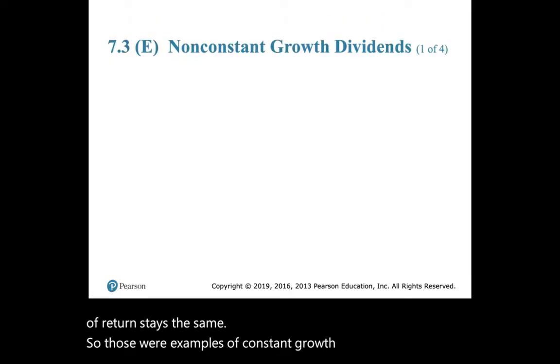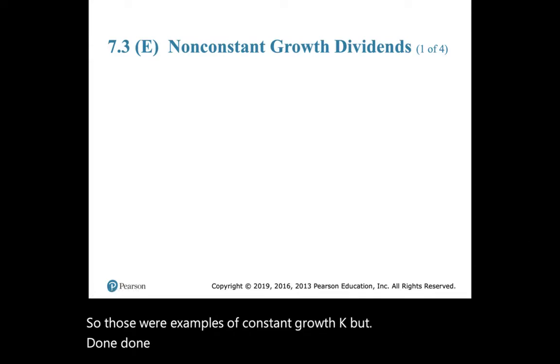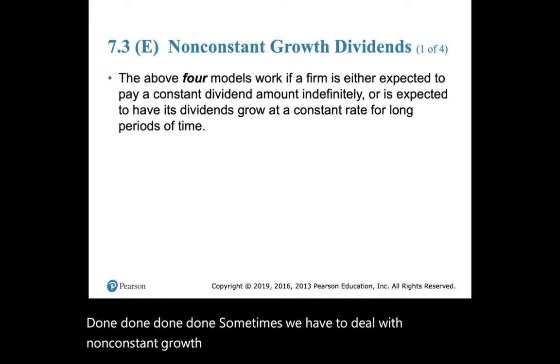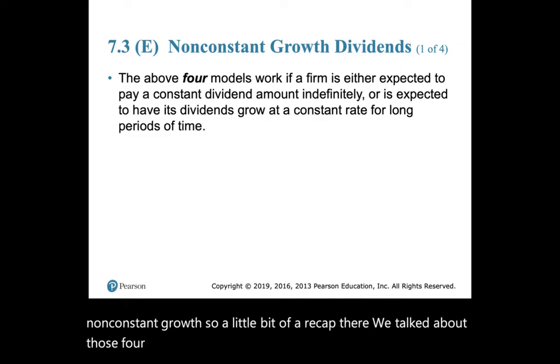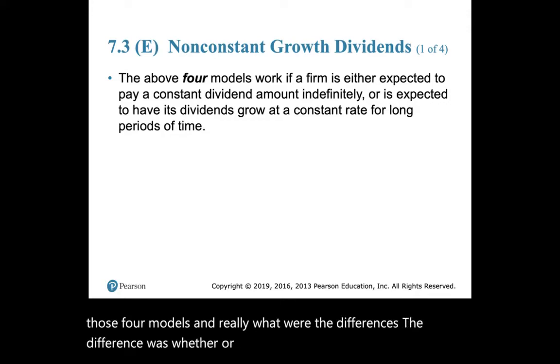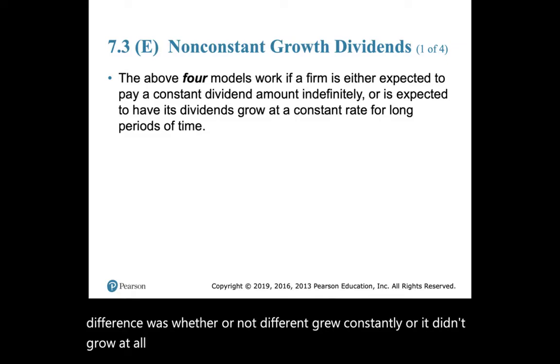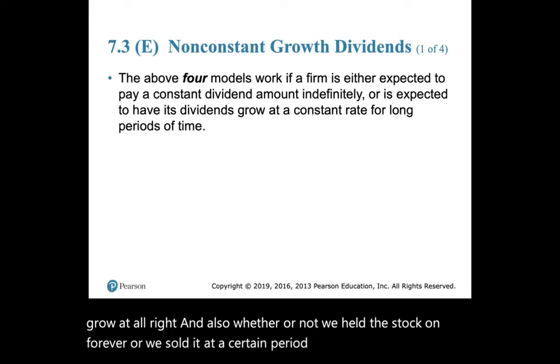So those were examples of constant growth. But sometimes we have to deal with non-constant growth. A little bit of a recap: we talked about those four models, and the difference was whether or not the dividend grew constantly or didn't grow at all, and also whether we held the stock forever or sold it at a certain period. So really, those were the differences.